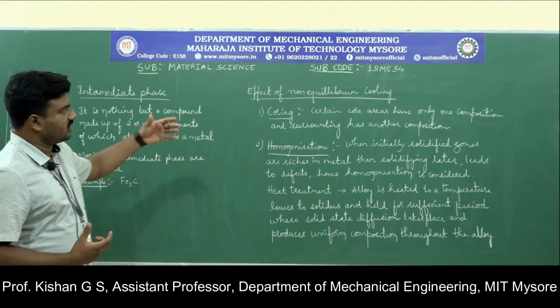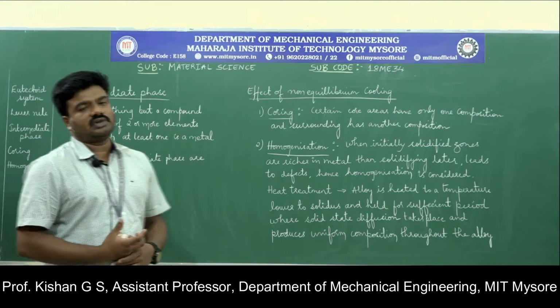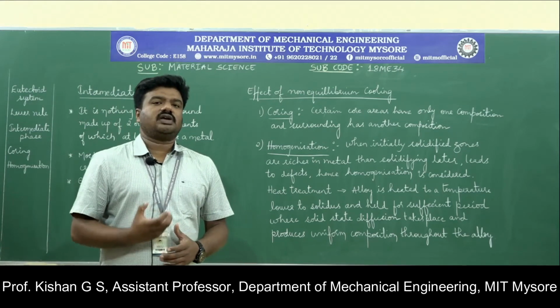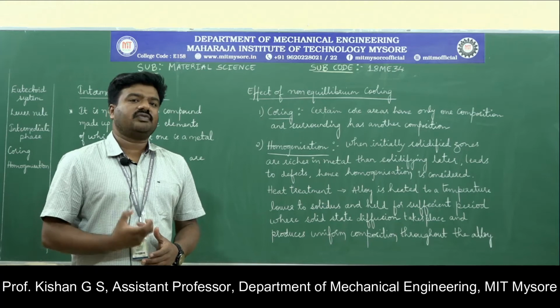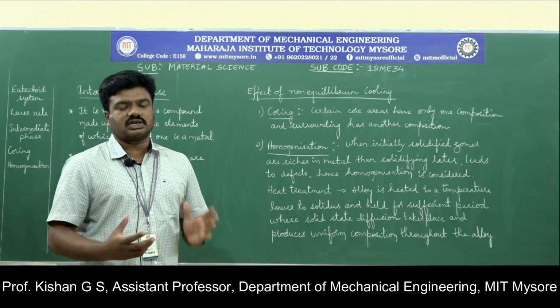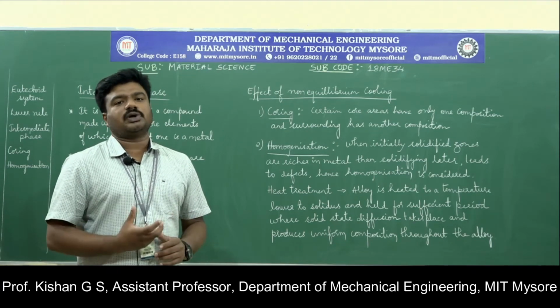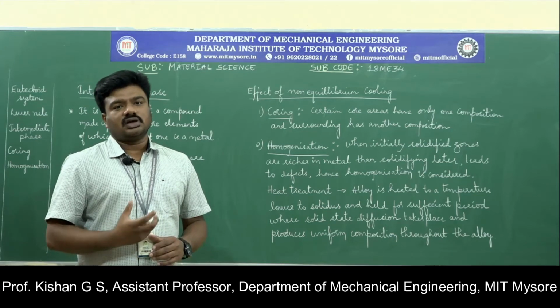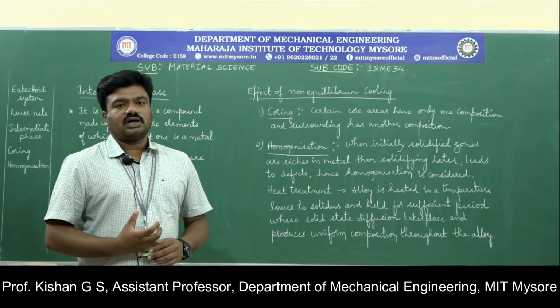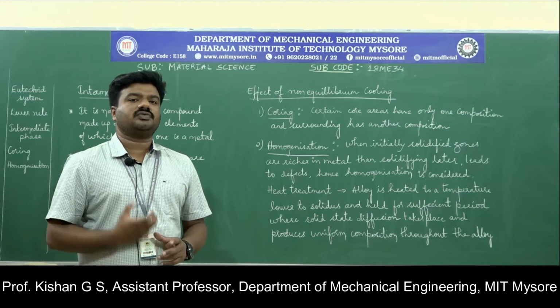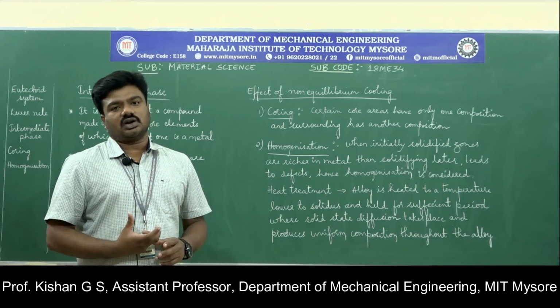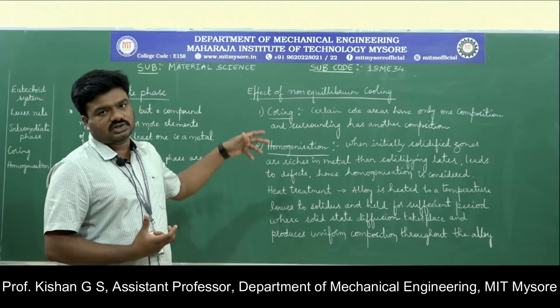Moving on with the next topic, the effect of non-equilibrium cooling. Whenever we talk about the cooling process, if the cooling is equilibrium throughout its cycle, then it leads to one proper microstructure development in the alloy. If it is deferred, then that results in uneven formation of microstructures in the alloy, out of which we have two cases to assess now.